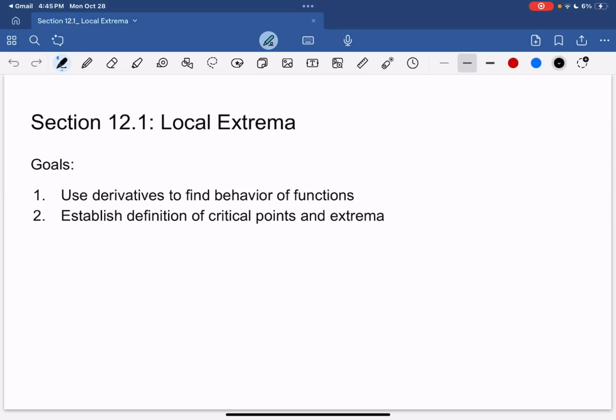Alright, for this section I want to talk about 12.1, and this is how we apply derivatives. For 12.1 we're going to talk about local extrema and what those are. We're going to use derivatives to find behaviors of functions, meaning increasing, decreasing, constant. We'll talk about critical values and critical points, what those are, and then this term extrema.